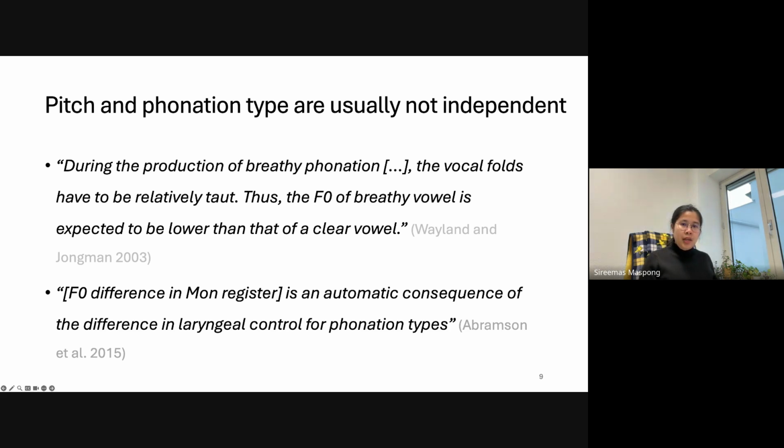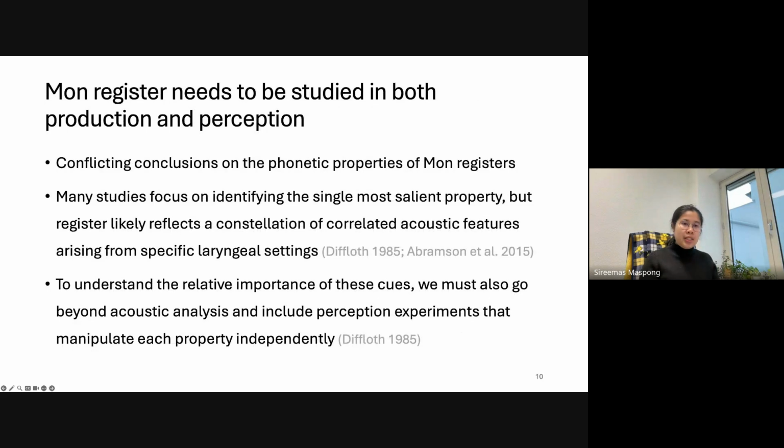And what this means, which leads us to our study, is that Mon register needs to be studied in both production and perception, for many reasons. As we have described, first of all, there are conflicting conclusions on the phonetic properties of Mon register. Many studies focus on identifying a single most salient property, but register likely reflects a constellation of correlated acoustic features arising from specific laryngeal settings as well. So we want to dive into that.